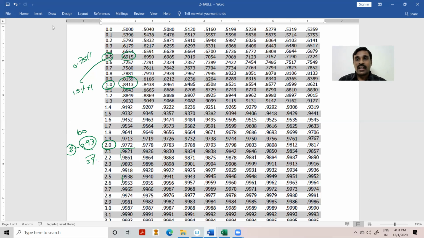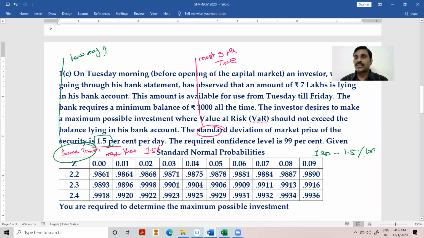For the normal 1.5 standard deviation, we have to multiply with the Z score. So 97% of the times I am getting losses of less than 3%. That is the point. So here you have to understand this 1.5% normal loss. Sometimes I'll get losses double that normal loss, and sometimes I'll get less than this normal loss, even half of it.